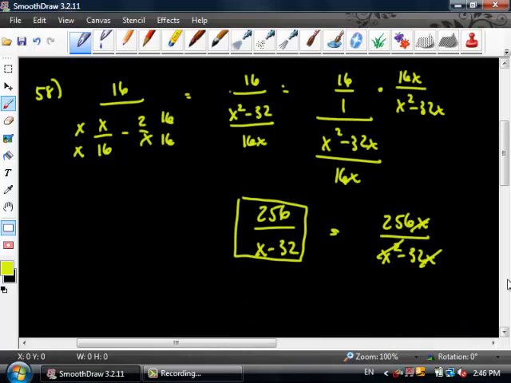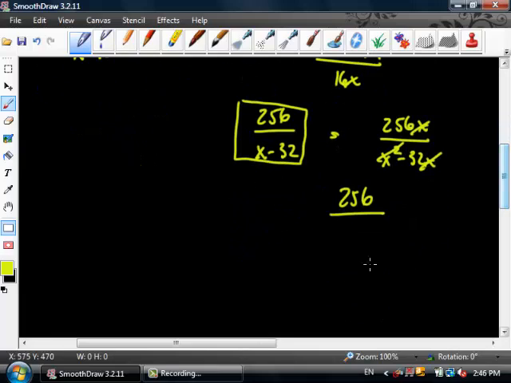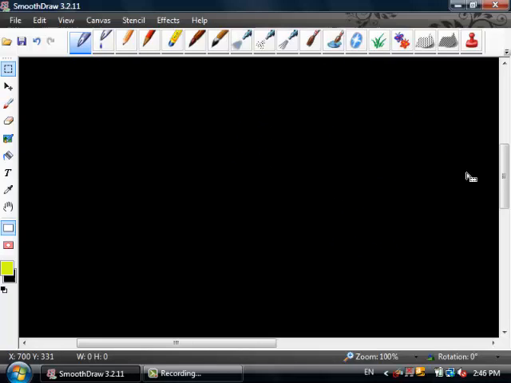Okay, first thing I want to do is fix something on here. I don't know where this x came from. It just kind of came up out of nowhere. So this is not the answer. The answer is actually 256x over x squared minus 32. All right, so I made a mistake on that problem, so make sure you guys fix that.